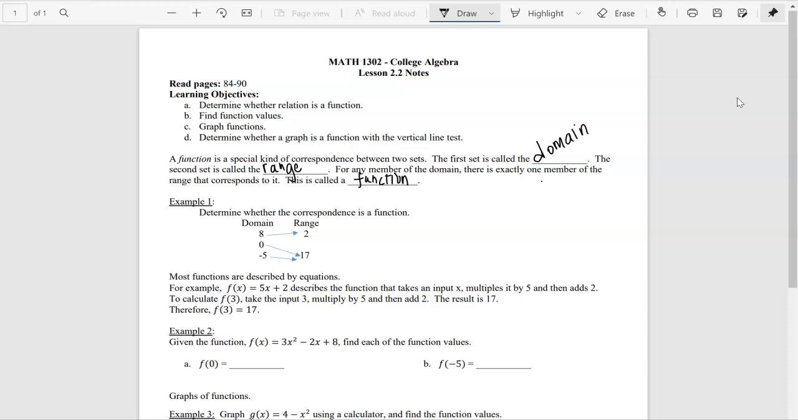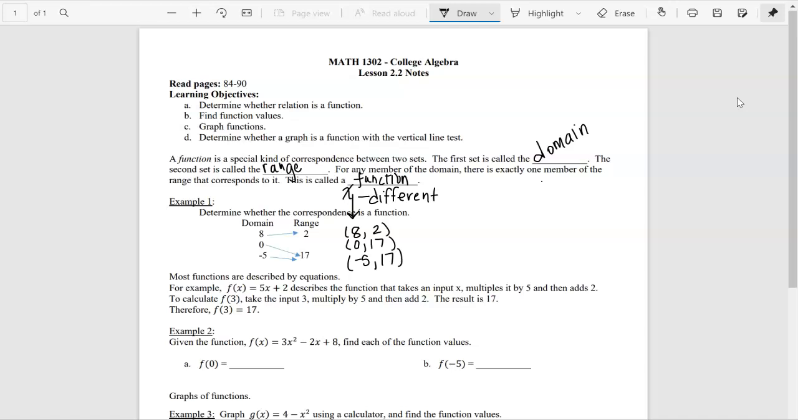Okay, so if we were to look at these points right here, we write them down separately. We have 8, 2, 0, 17, and -5, 17. The important part, if it is a function, all of these, which are our x values in the domain, have to be different. We don't really care about the y values. It doesn't matter that there's two 17s here, but all the x's have to be different. So this is a function.